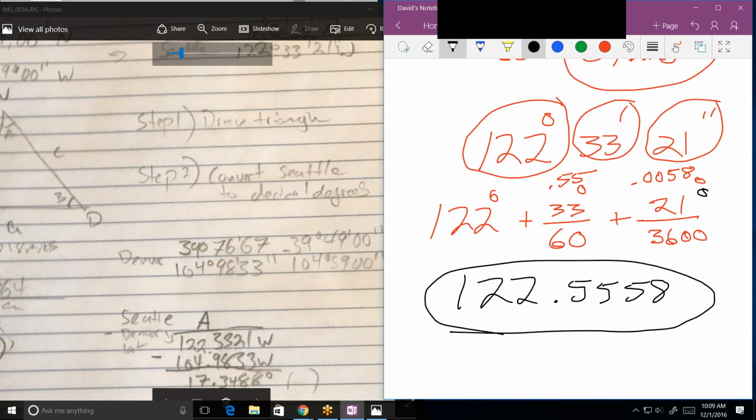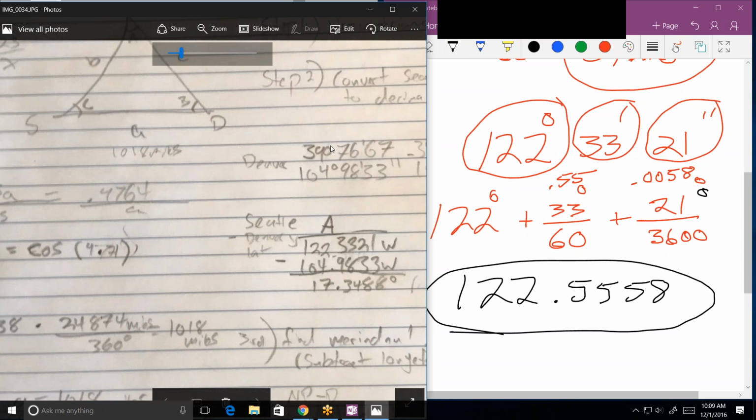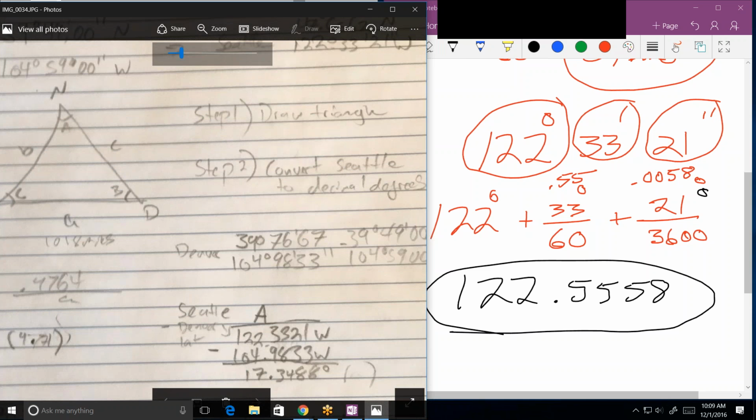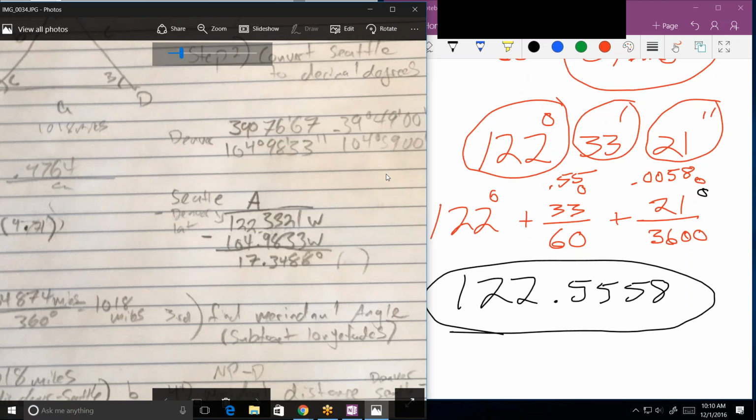Okay, so now the part that I don't know how to do, that somebody needs to figure out before you get into this test, is to take the decimal latitude and longitude of Denver and Seattle and figure out the distance between them. Okay, so how my teacher explained this was we have a cosine formula.